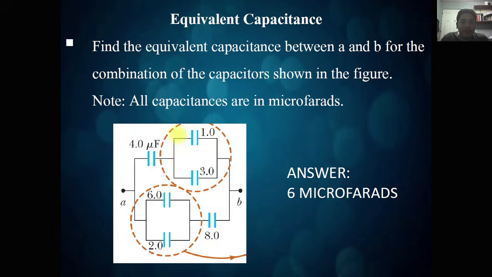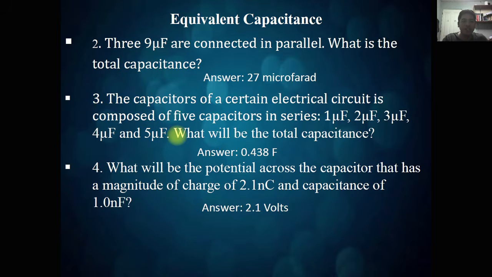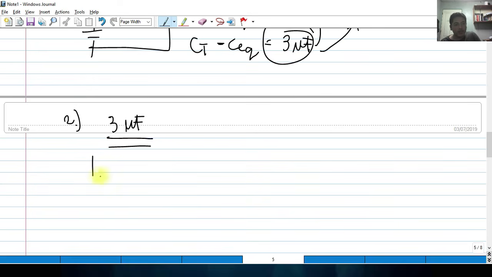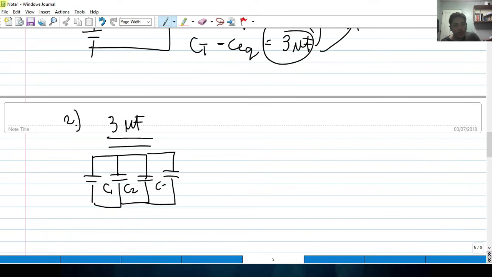And of course, for example, maybe this one first. Okay, for example, 9 microfarads capacitors are connected in parallel. What is the total capacitance? So, for number 2 first, we have 3 capacitors connected in parallel. They are all connected in parallel. This is C sub 1, C sub 2, C sub 3. Okay, what is the total capacitance?